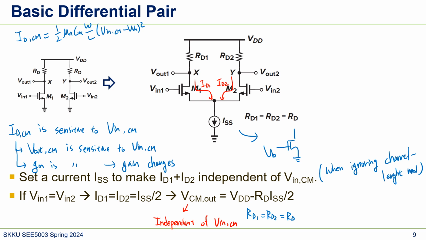You may wonder why we want this V out Cm independent of V in Cm. Because usually this output will go to some other circuit, and that other circuit requires some specific input level. So that's why we want to keep this constant. If this changes, then our following circuit will be in trouble.